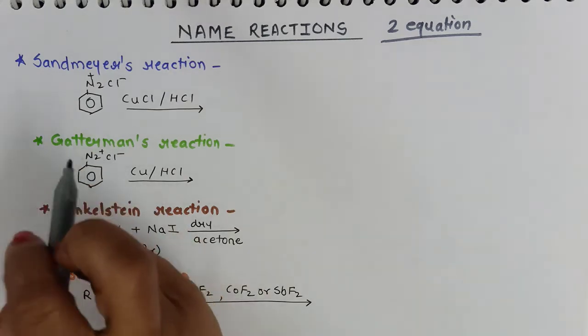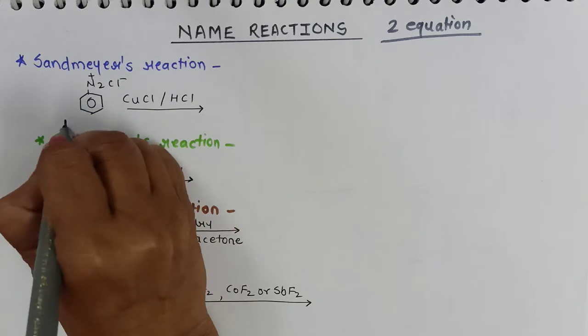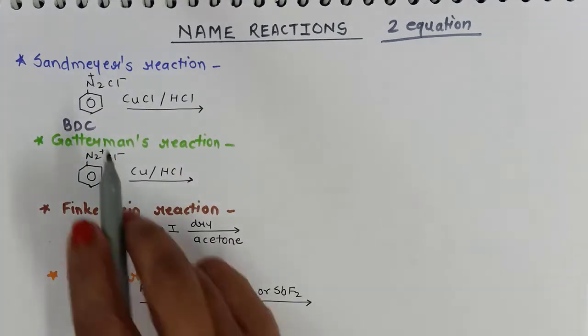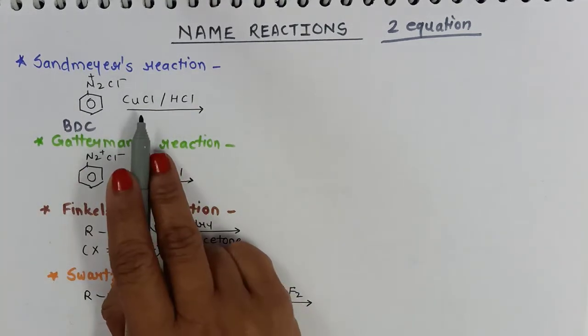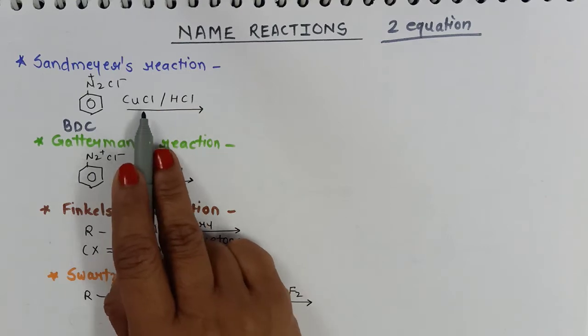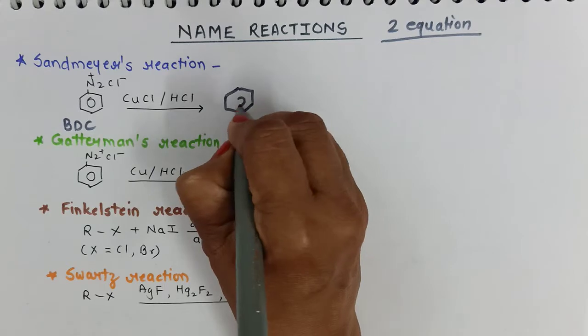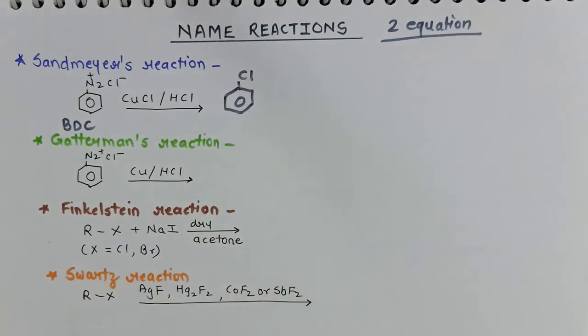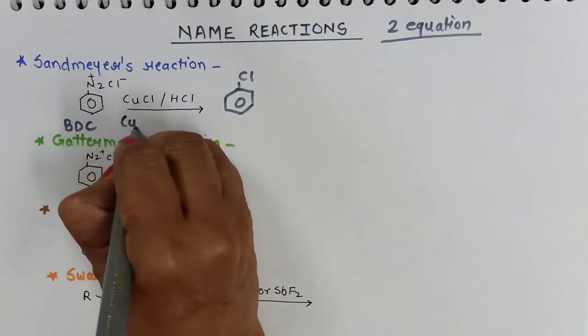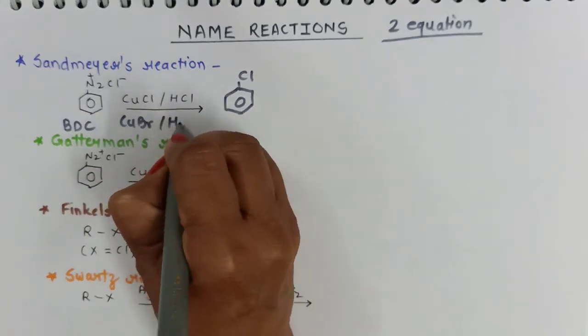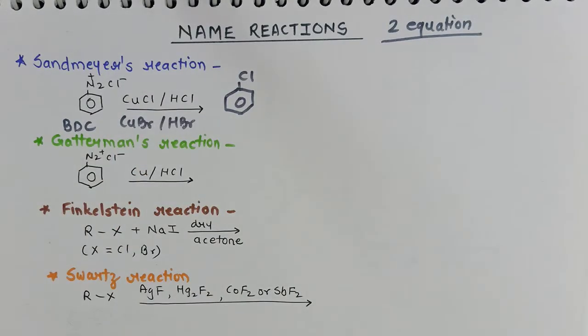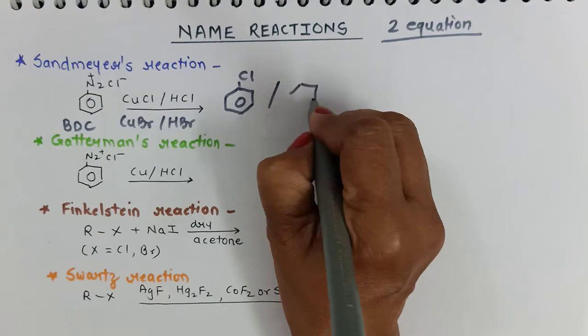Sandmeyer reaction is done with the help of BDC, that is benzene diazonium chloride. Benzene diazonium chloride, when it is treated with cuprous halide like cuprous chloride and HCl, will give chlorobenzene. Instead of cuprous chloride, we can use cuprous bromide in presence of hydrogen bromide, and in that case the product will be bromobenzene.